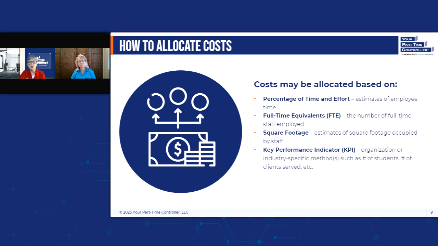Common methods include percentage of time and effort, estimates of employee time, as well as FTEs, which are commonly used for cost items also related to the number of employees, regardless of salary, things such as telephone or office supplies. Square footage is often used for building-related expenses like rent and utilities, and there may be other key performance indicators that make sense in your organization, such as the number of students in each class, if you're teaching.